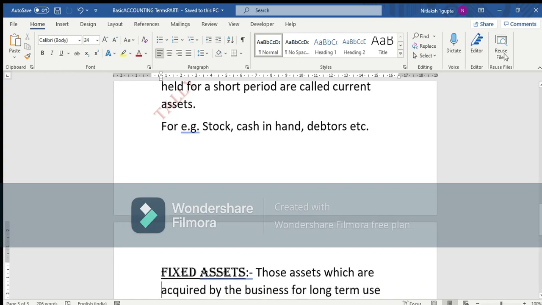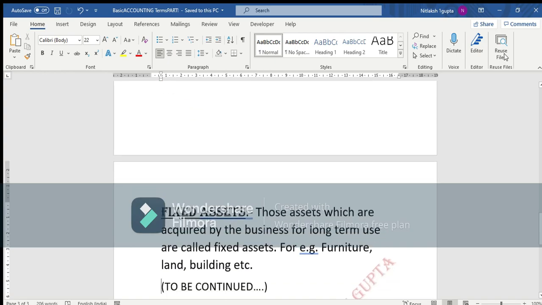Now another one is fixed assets. Fixed assets are those assets which are acquired by the business for long-term use. For example, furniture, land and building, meaning those assets which are used by the business to increase its earning capacity. Suppose we have purchased land and building. Once we have purchased it, that will be used for a number of years. Similarly, if you have purchased furniture for an office, that will also be used for a long period of time.